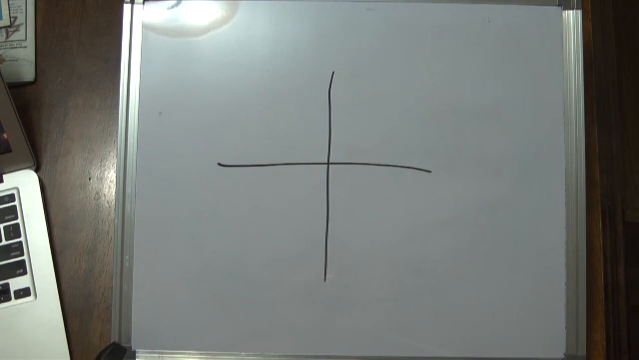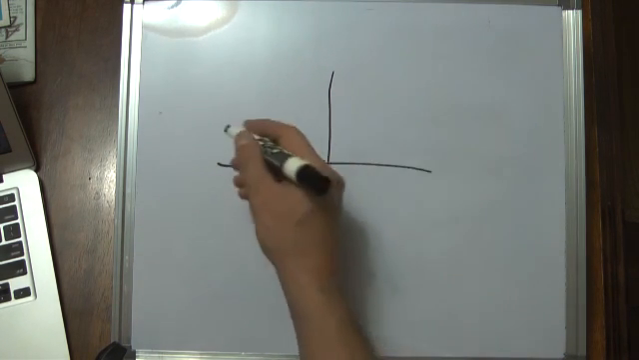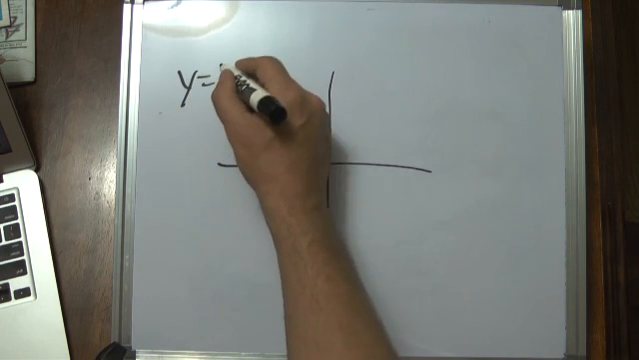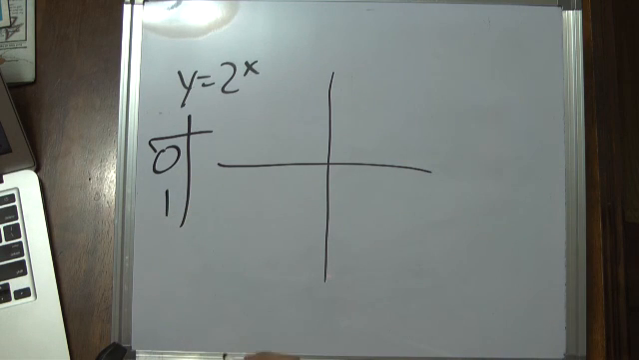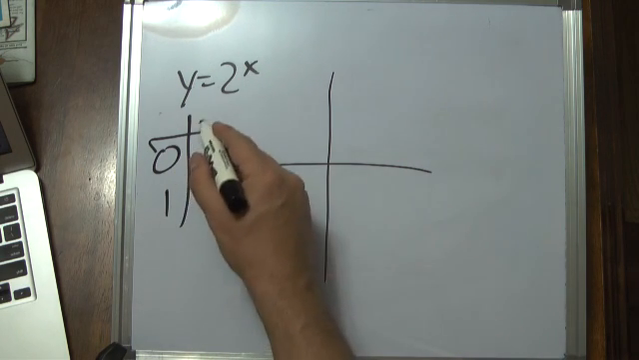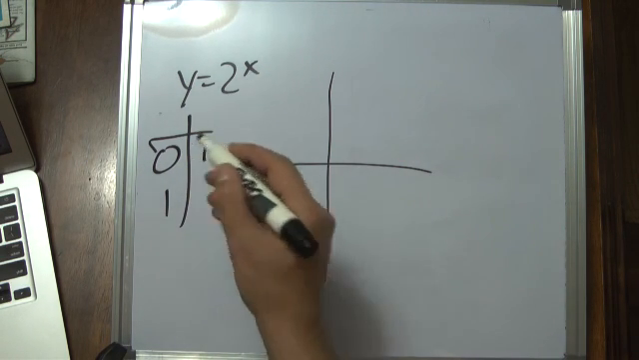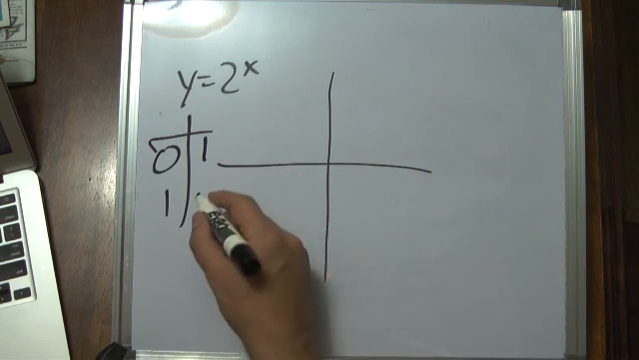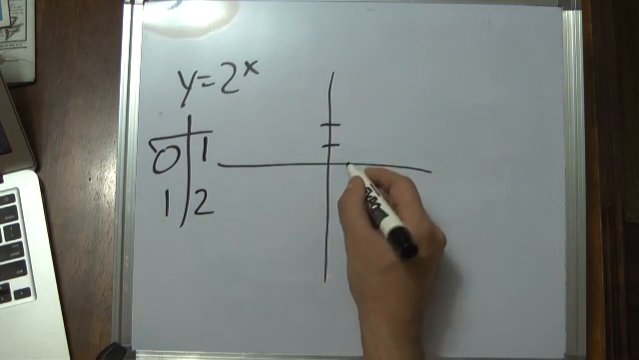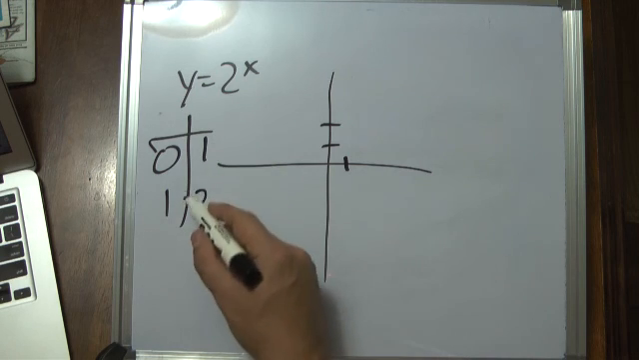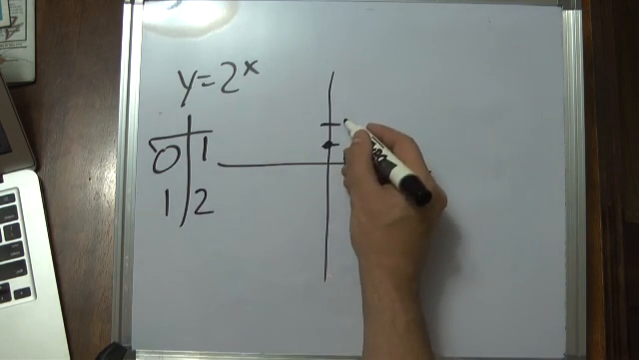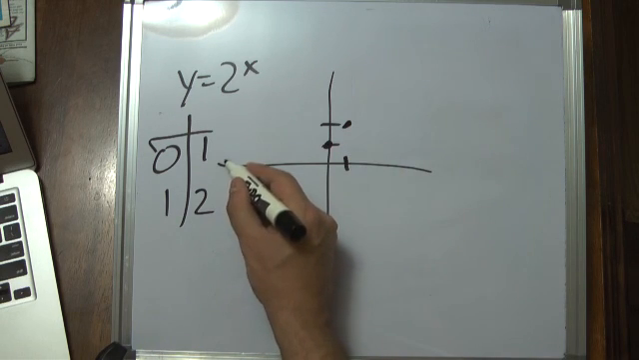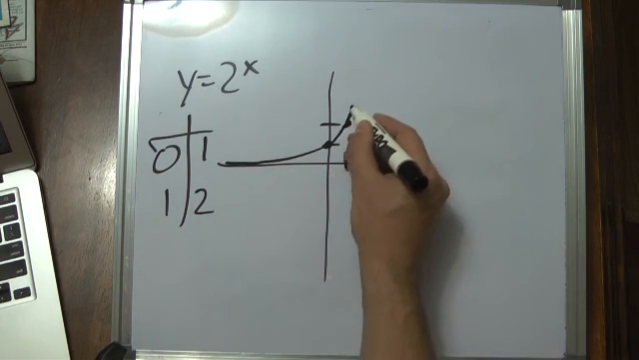And I'll go ahead and do a quick graph on these. When we do a t-chart for y equals 2 to the x, remember how to do your t-charts on these. Plug 0 in for x. 2 to the 0 power is 1. Anything to the 0 power is 1. 2 to the first is 2. So we have the points 0, 1 and 1, 2. We have an asymptote right there.